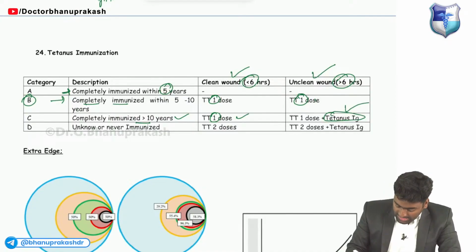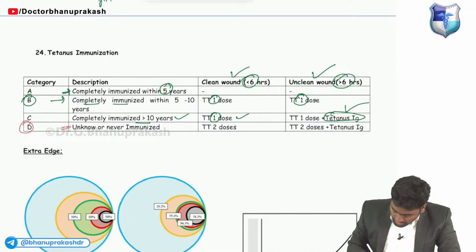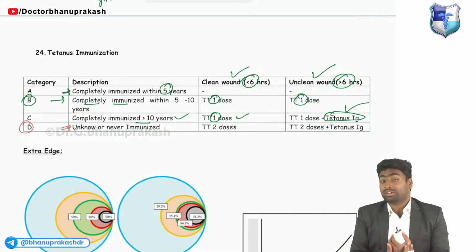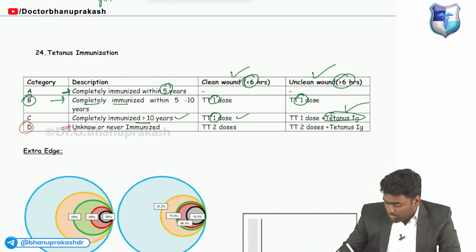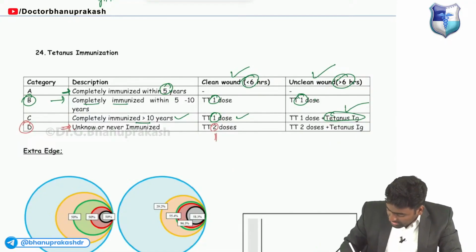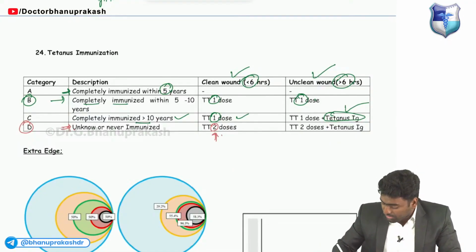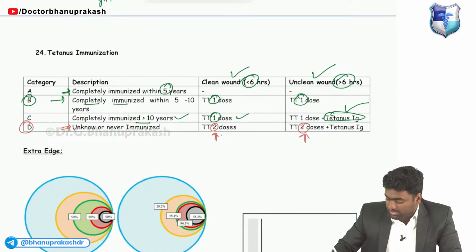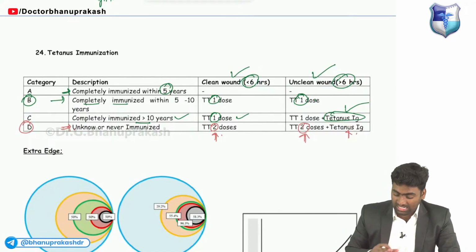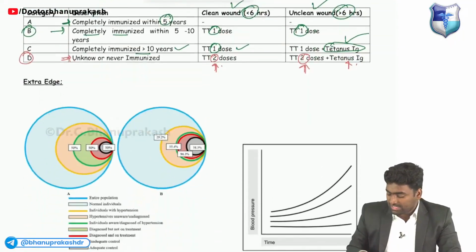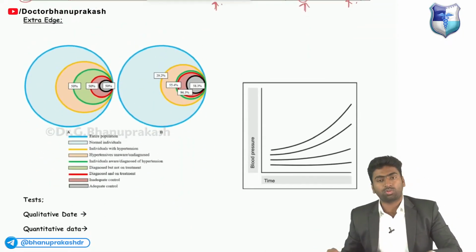Fine. Then in a case where they don't know, like if you ask when they were vaccinated previously for tetanus, and they say I don't know, then in such cases you need to give 2 doses of this TT for a clean wound, whereas for an unclean wound, you need to give the complete course, which is 2 doses along with tetanus immunoglobulin. Fine. These are the most important things, and we'll look into a few exercise topics.